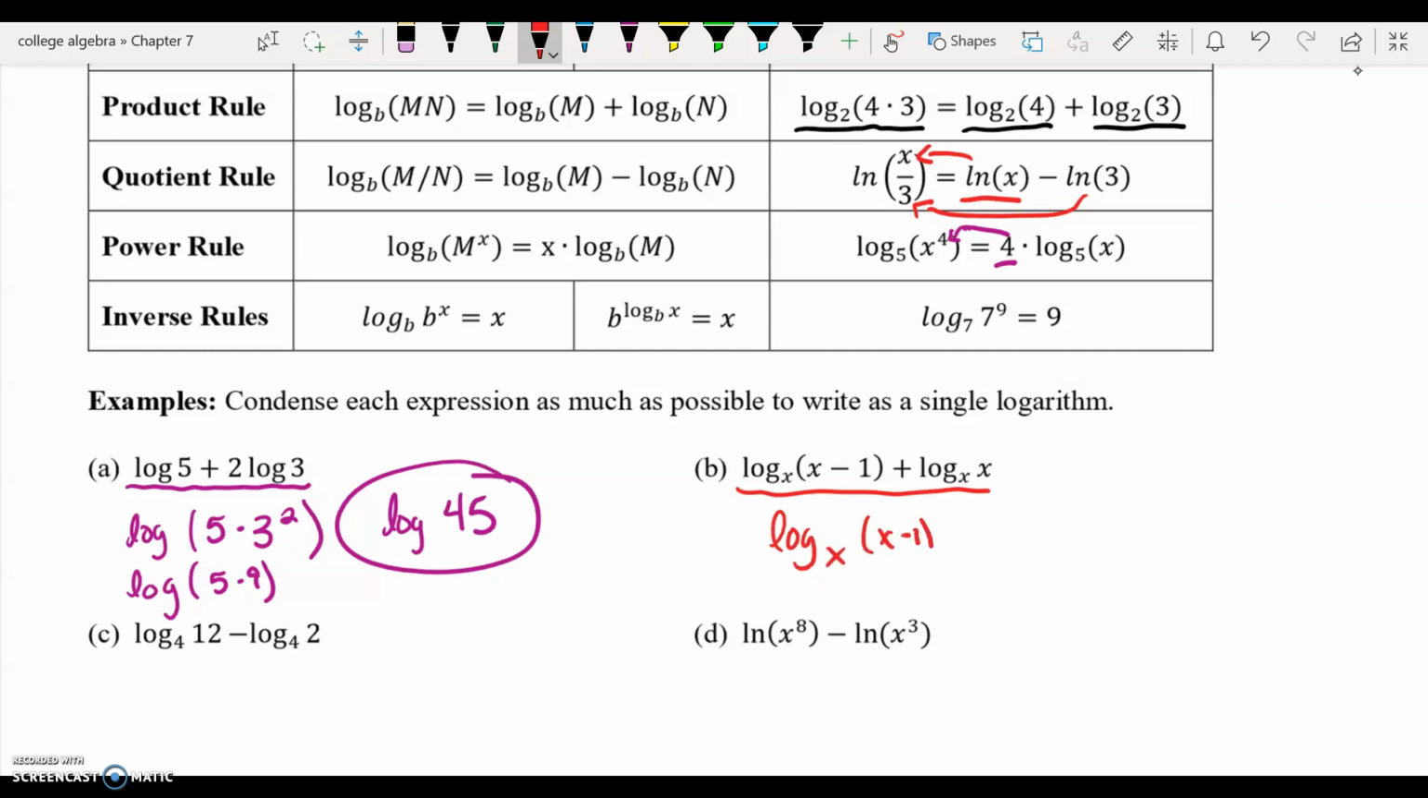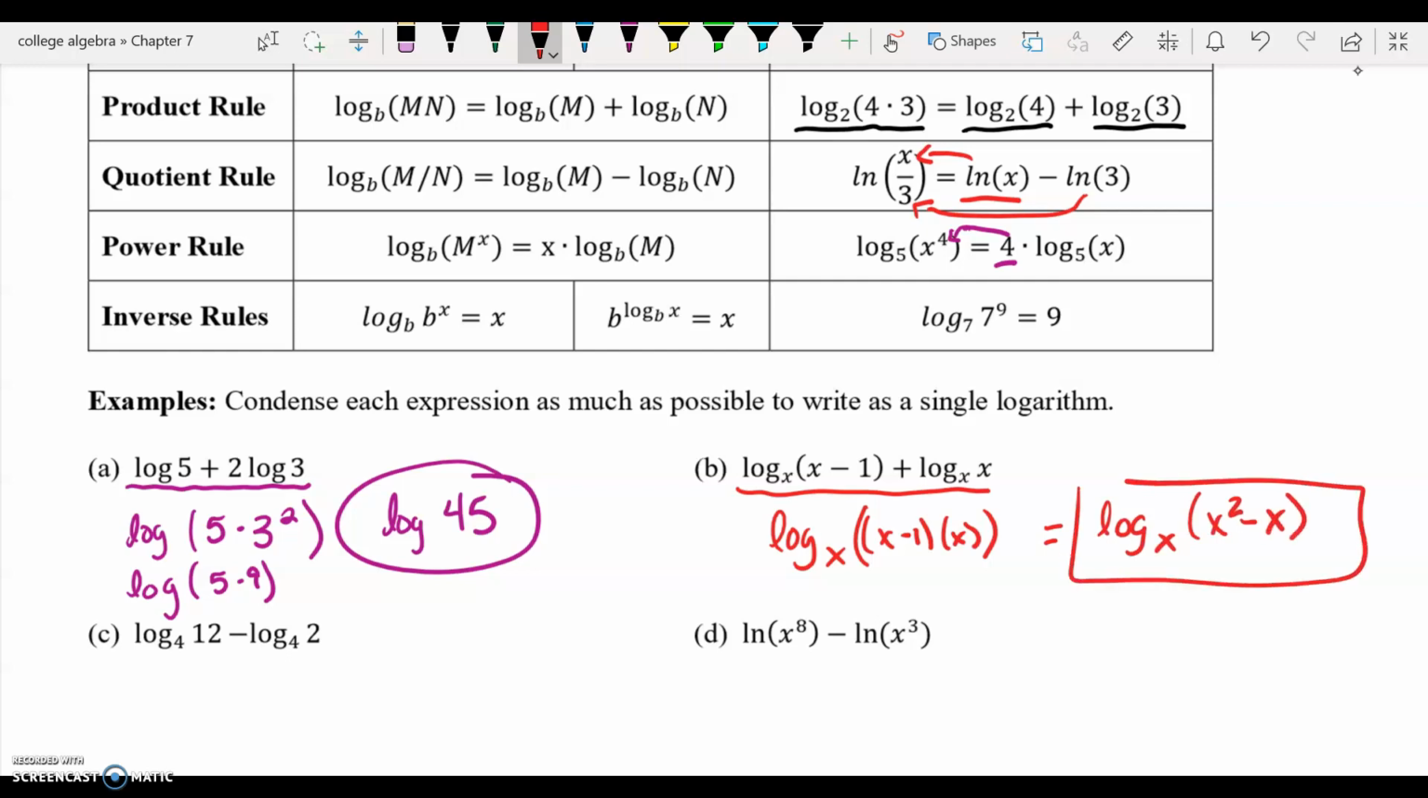So I'm going to take x minus 1 times x. So it's going to give you log base x of x squared minus x. That would be your answer. Again, your goal here is to write it as 1 log every single time.